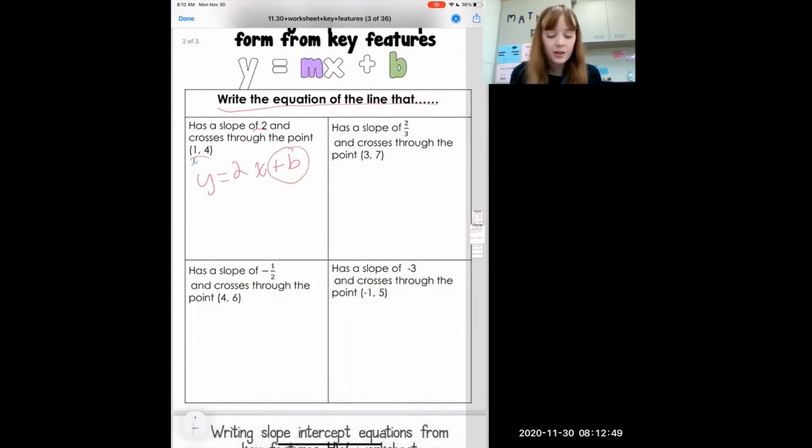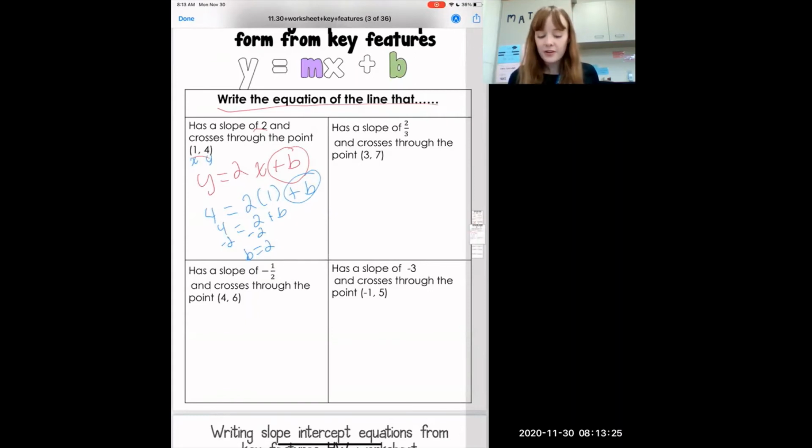My x value is 1, my y value is 4. So where there is a y, I can put a 4. And where there is an x, I can put a 1. Still don't know what the b is. Now I'm simplifying. 2 times 1 is 2. Now I have a one-step equation. 2 plus b equals 4. What number plus 2 equals 4? Well, we can subtract 2 from both sides to get b equals 2.